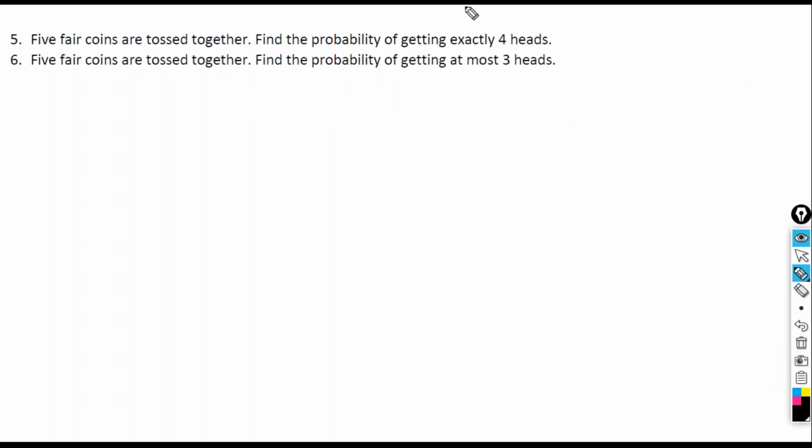So in the very same case, if it is getting at most 2 heads, then guys, what is the answer?